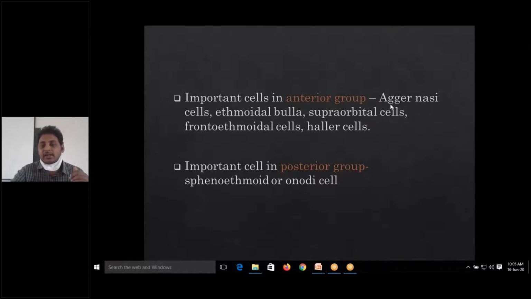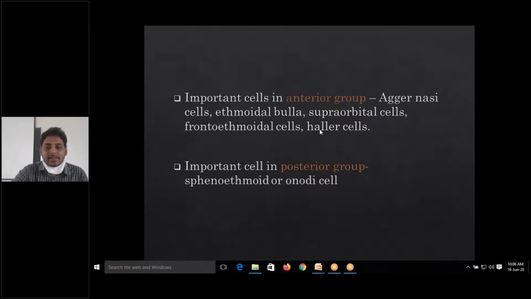For those interested in MCQs apart from theory, the most anterior cell in the ethmoid is the Agger nasi cell, and this is the ethmoidal bulla, the most common and most constant ethmoidal cell. Another MCQ point is that the most constant and the largest ethmoidal cell is the ethmoidal bulla. And supraorbital cell means that if the pneumatization of the ethmoid cell extends above the orbit, it is known as a supraorbital cell.